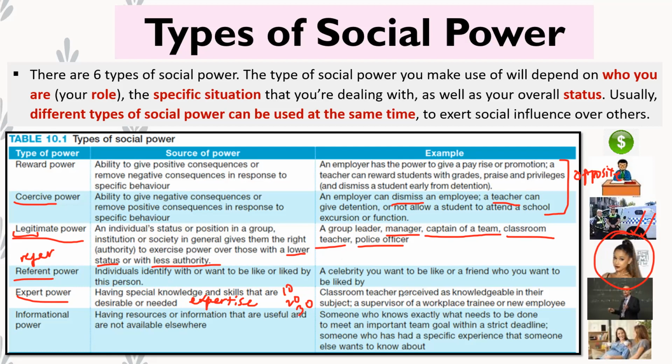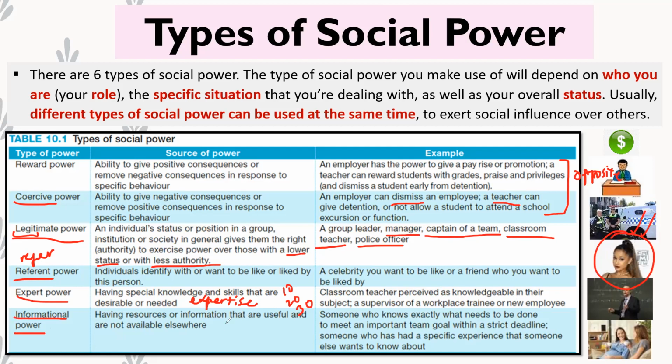For example, a classroom teacher, your biology teacher, psychology teacher, chemistry teacher, whatever subject it is, they have studied in that field for a bit of time, more than another teacher has. So they are able to give you some kind of special knowledge and skills in that subject.